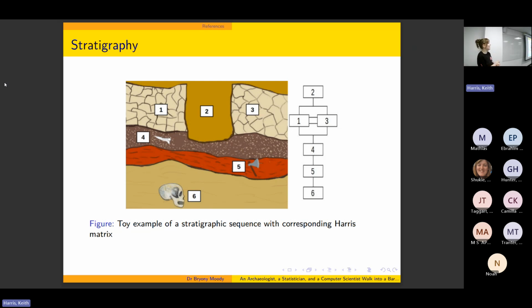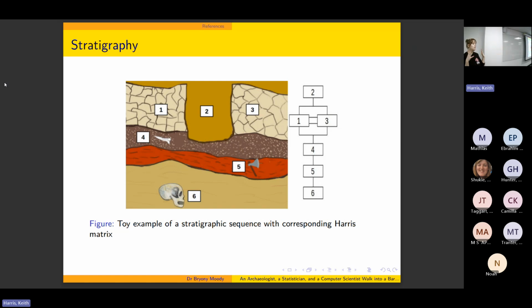But yes, all it is is just boxes representing the layers and the cuts into those layers, and then the edges represent the relationships between them. And they often use these double lines to represent equalities between layers of soil. Now, as a human, looking at this is fine, this makes sense.